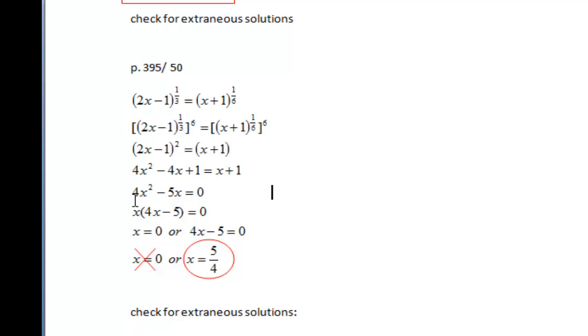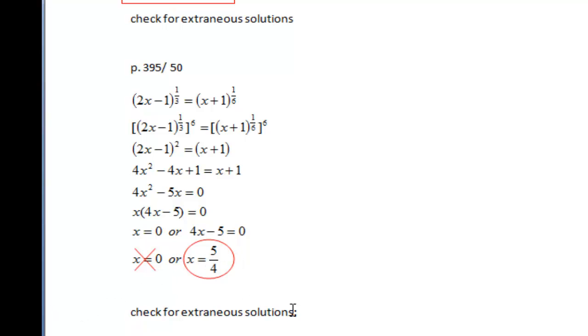Equals x plus 1. We're going to subtract x from both sides. We're going to subtract 1 from both sides. We're going to get 4x squared minus 5x equals 0. Factor that to x times 4x minus 5 equals 0. You now have two equations, either x equals 0 or 4x minus 5 equals 0. After you solve for x, you get x equals 0 or x equals 5/4.